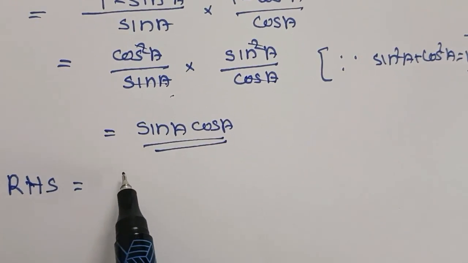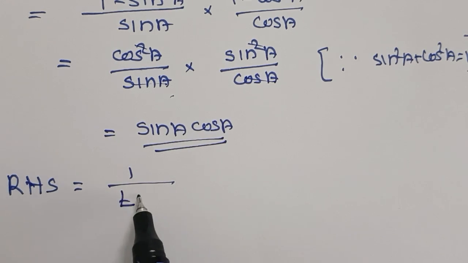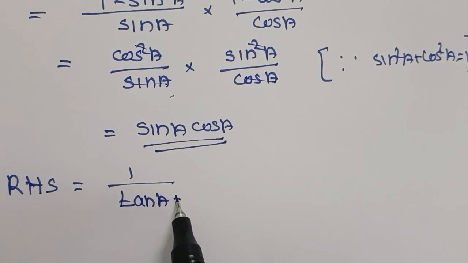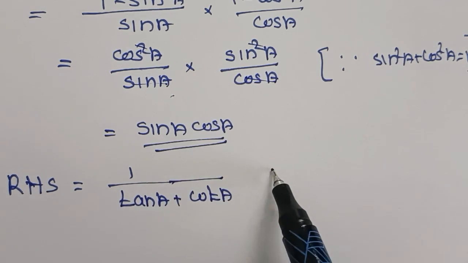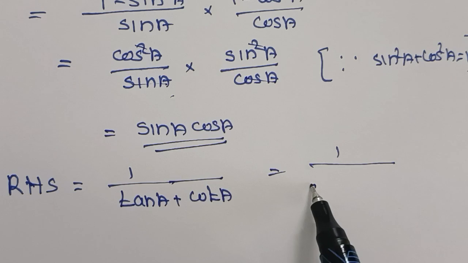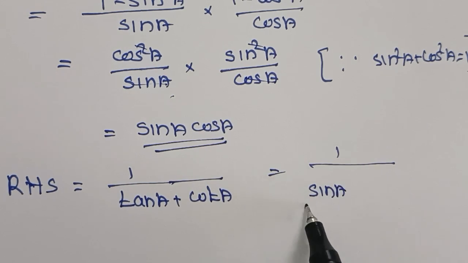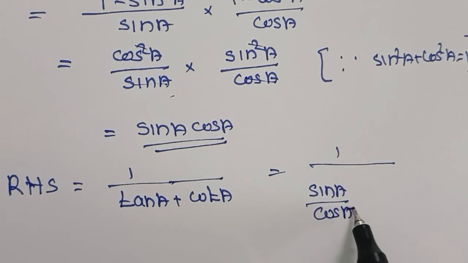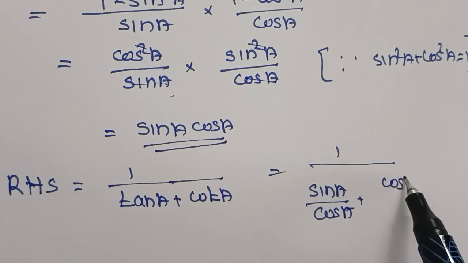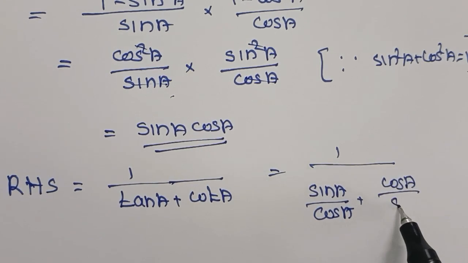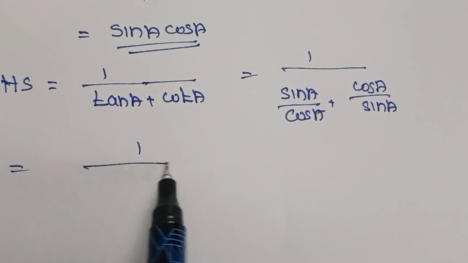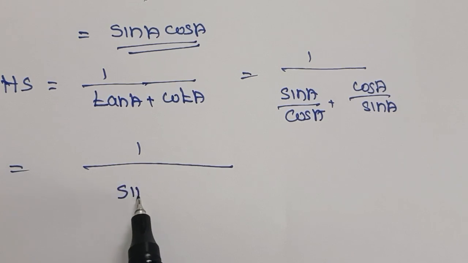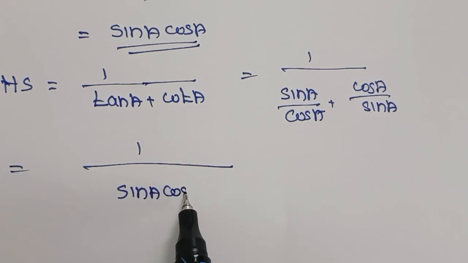So by taking the RHS, 1 by tan A plus cot A, that is equal to 1 by, instead of tan A we can write sin A by cos A, plus cot A is cos A by sin A. Now take the LCM in the denominator. It is equal to 1 divided by, LCM is sin A into cos A.